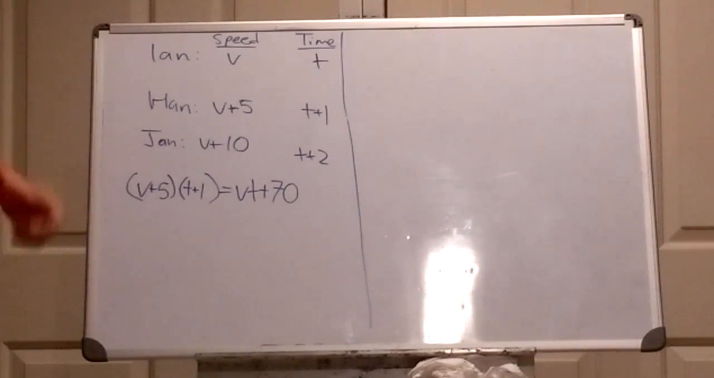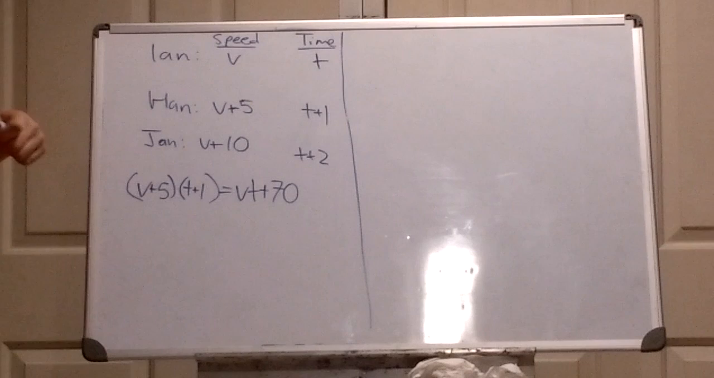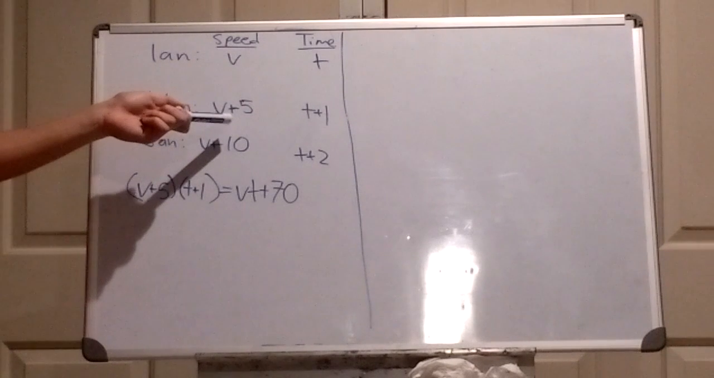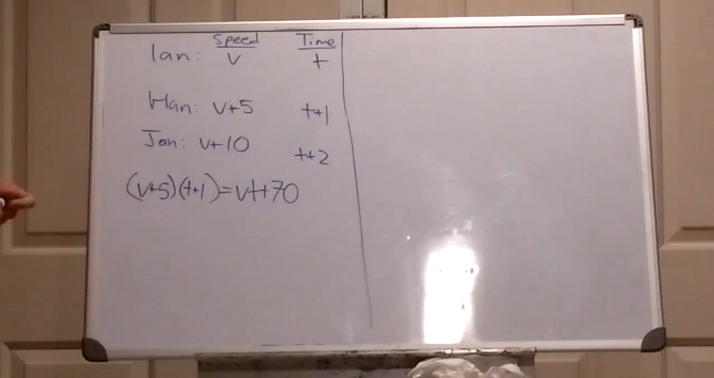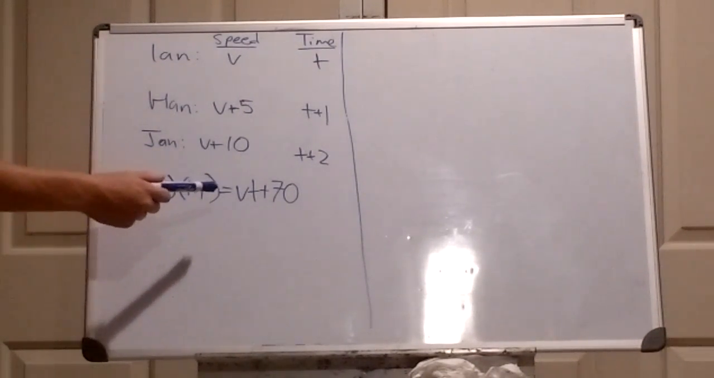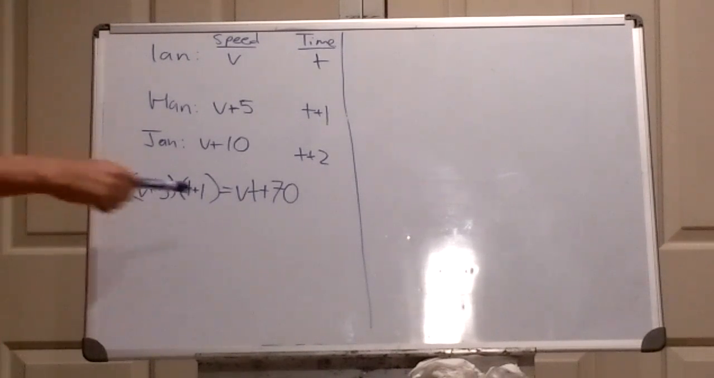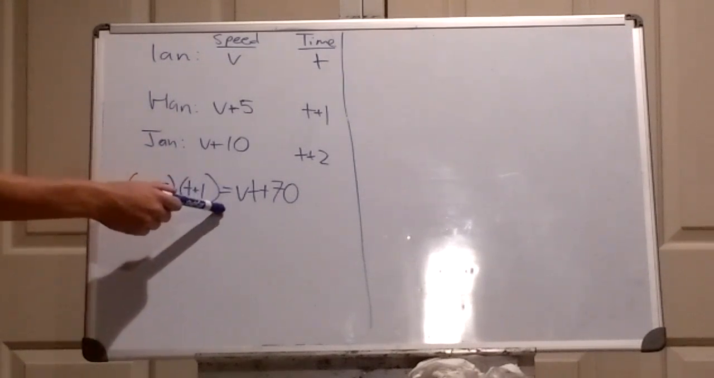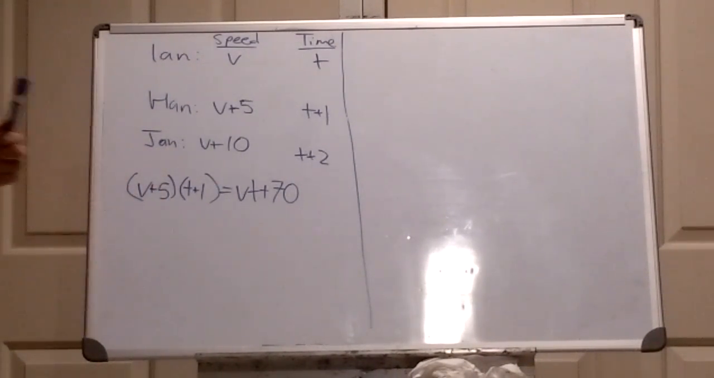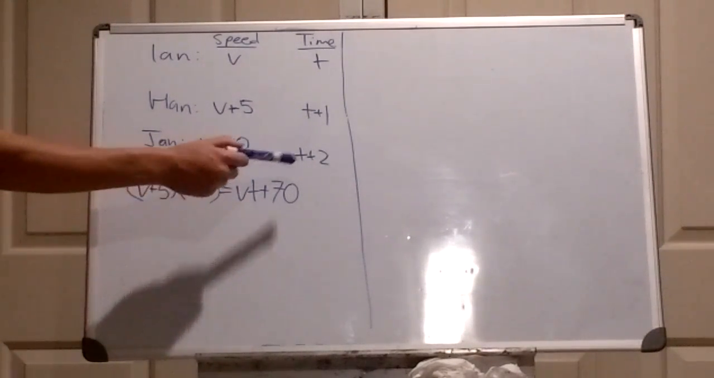Okay, so we know one more thing. We know that the distance traveled by Jan is 70 miles greater than the distance traveled by Ian. And we know that distance is the same thing as speed times time. What is the distance traveled by Jan? Well, it's his speed, which in this case is v plus 5, times his time, which is t plus 1. So we can multiply those together to get Jan's distance. And we also know Ian's distance, which is just v times t. But we also know that Jan traveled 70 miles more, so Jan's distance is equal to Ian's distance plus 70.